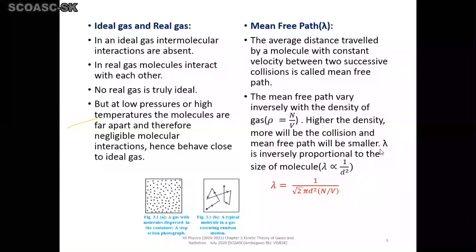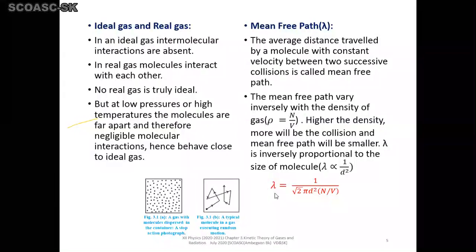Now, this mean free path is also related to the size of the molecule, right? The larger the size, the smaller the mean free path, because a big sized particle is here, and another big sized particle is there. This particle going and striking, the distance is going to be small because of the size of this molecule. And it is not inversely proportional to the size of the molecule. It is inversely proportional to the square of the size of the molecule.